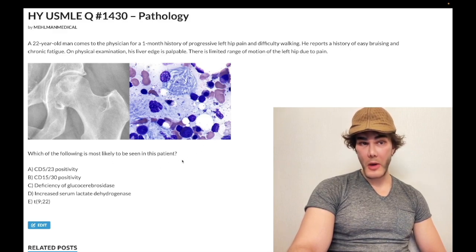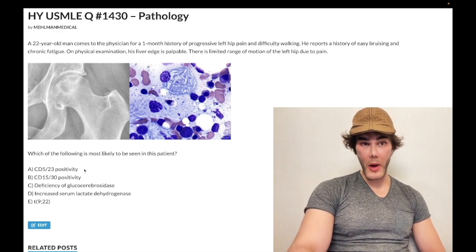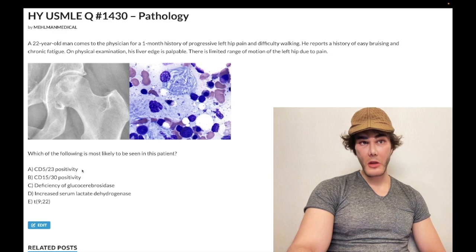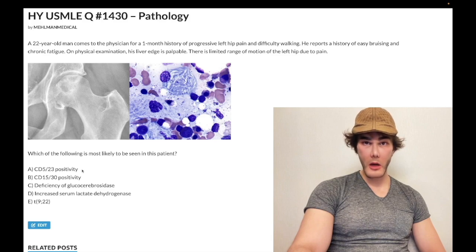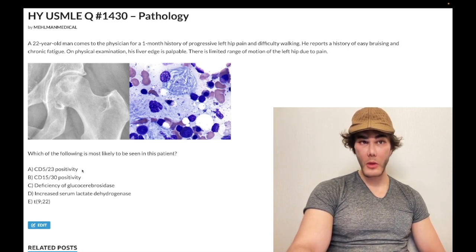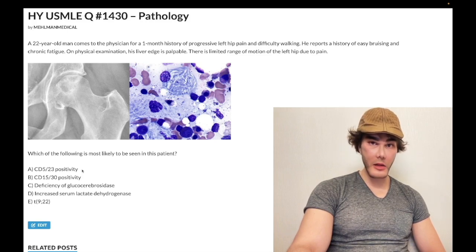What's most likely to be seen in this patient? Choice A, CD5 23 positivity is wrong. This is for CLL, chronic lymphocytic leukemia. They don't have to mention smudge cells. CLL will be the answer when you have an adult who has a super elevated leukocyte count or it's all lymphocytes. So say 65-year-old dude, leukocyte count is 80,000 and it's 91% lymphocytes. That's CLL. If they give you a kid with the same labs, that's ALL instead.